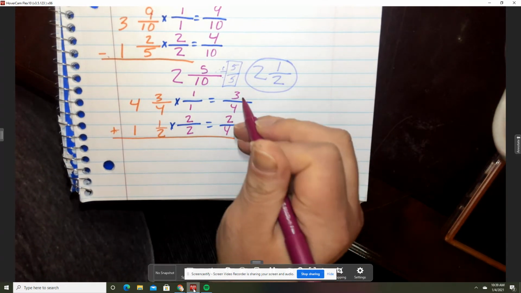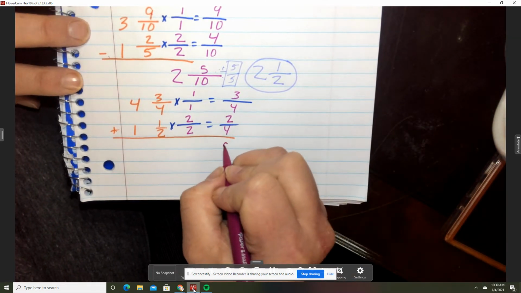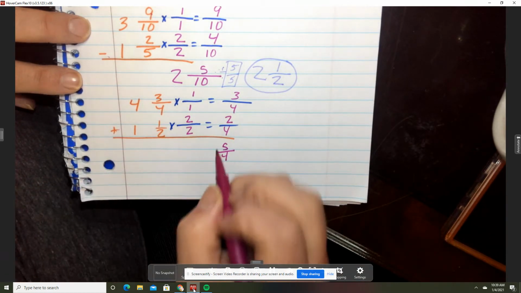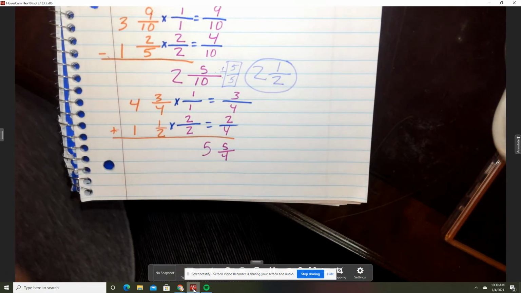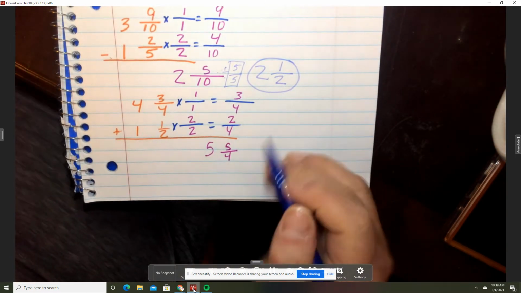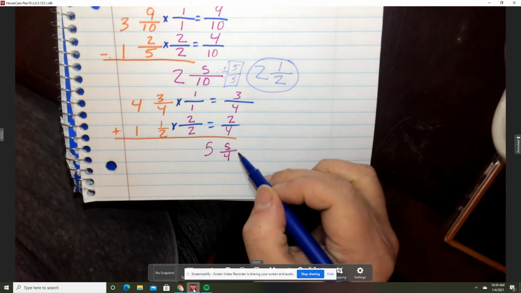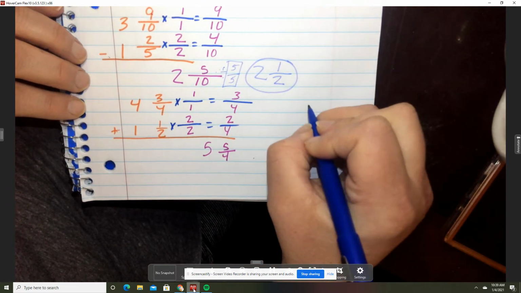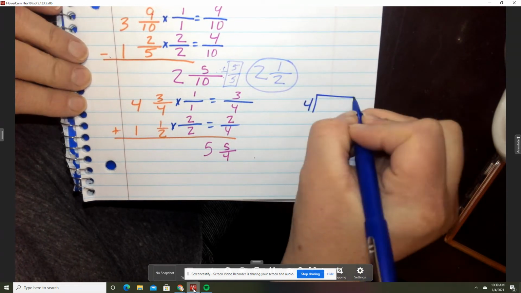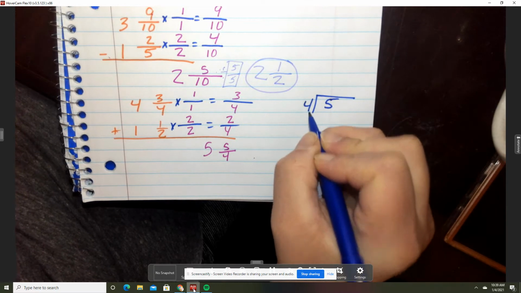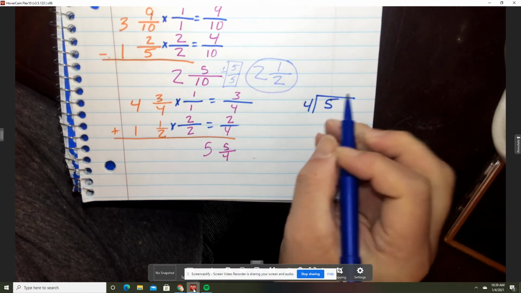Now you add. 3 plus 2 is 5 over 4. Now I've got my 4 plus 1, which is 5. Now, can I leave it like that? No. I have to convert this improper fraction to a mixed number. So to do that, you're going to divide. You're going to take the 4 and push that 5 over. It falls in the box. I only came up here just to give myself more room.